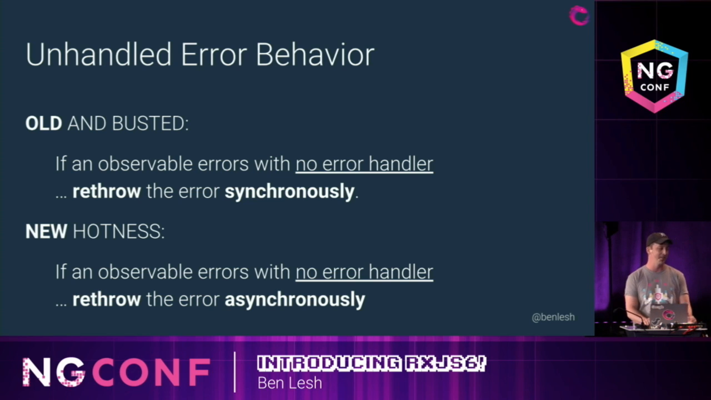So the unhandled error behavior, this one's important. The old way that we were doing things, every previous version of RxJS did this, was if you have an unhandled error, which means an error that gets all the way down to the bottom of your chain of observation, and you don't have an error handler there, it's going to rethrow that error synchronously. And in the new version, in RxJS 6, we're going to schedule that error to be rethrown with like a setTimeout.